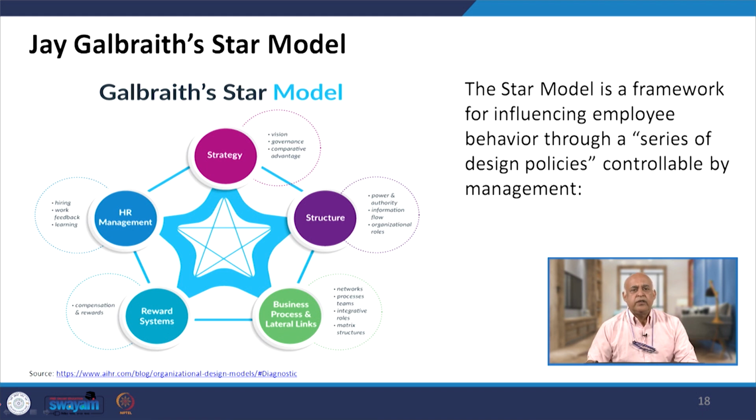Now, we will talk about J. Galbraith's star model. Here it is influencing employee behavior through a series of design policies that are controllable by the management. First and foremost will be the organizational strategy. This strategy includes the vision of that particular organization.